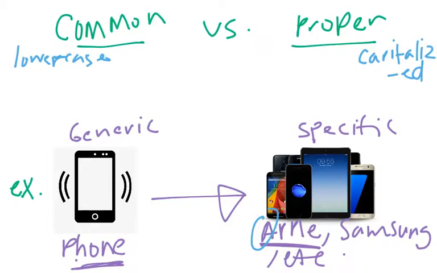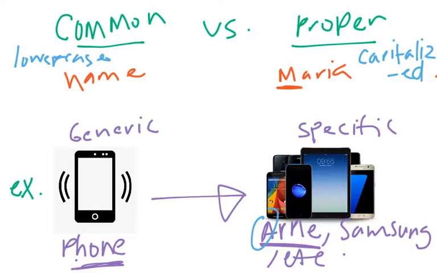Another example of common nouns would come when you talk about a name. For example, name, you should not capitalize it. Name is common, but the name Maria is proper because it's a specific person's name. Your name, my name, they're all proper nouns.